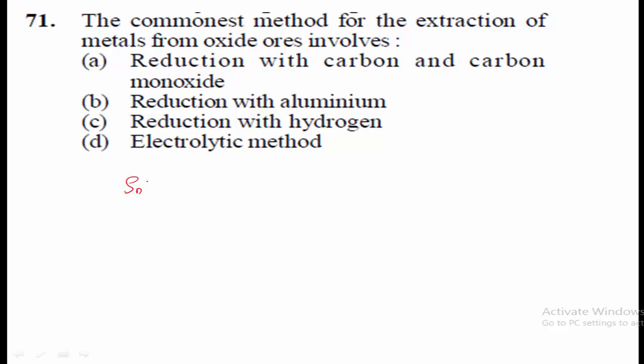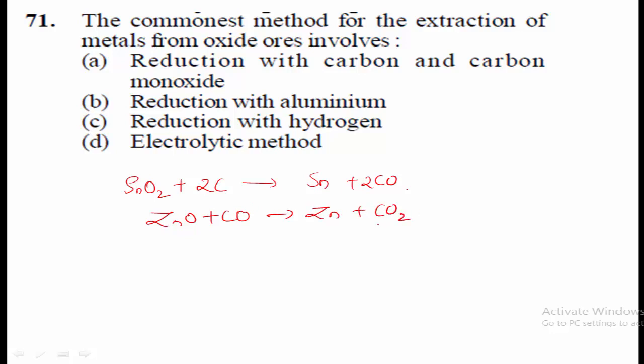For some examples, like SnO2, when it is treated with coke, it gives Sn and 2CO. And when we consider zinc oxide, here also in the metallurgy of zinc, you have studied how carbon can be used as a reducing agent. And in case of FeO, in the blast furnace, the iron oxide can be reduced by using carbon monoxide and forms Fe plus CO2. Therefore, the commonest method of extraction of metals from the oxide ores involves reduction with carbon and carbon monoxide. Option A is the right one.